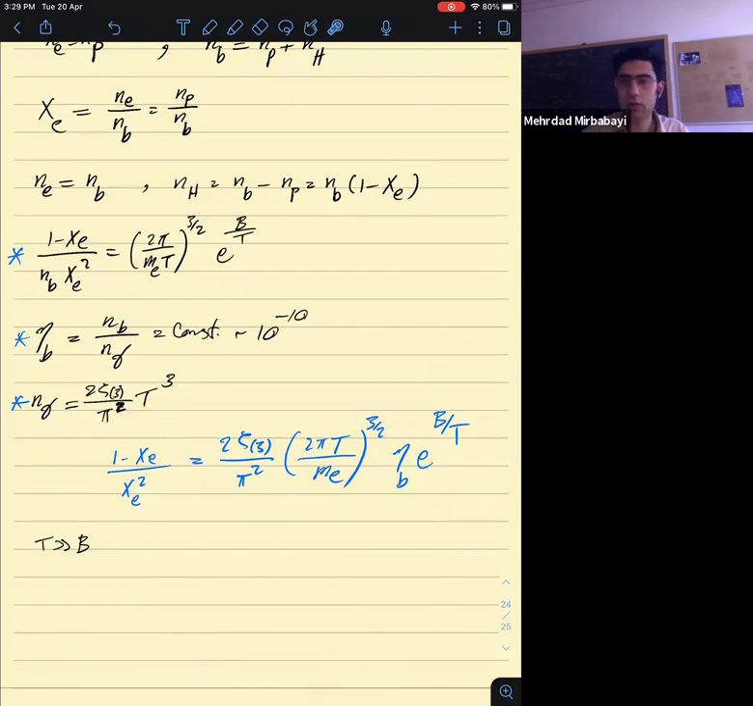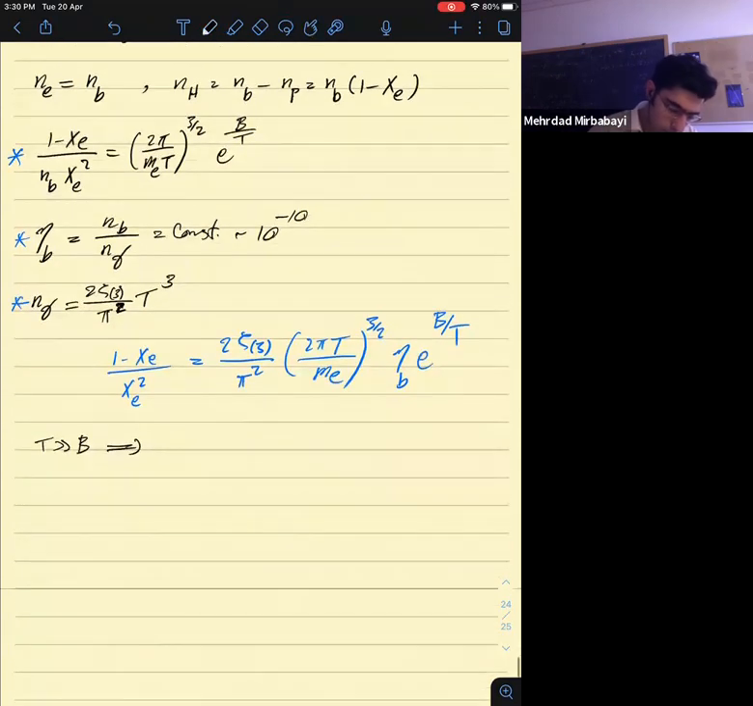Remember that the numerator in this ratio was coming from the number of hydrogen atoms. So at high temperature, the number density of hydrogen atoms is close to 0, and therefore the fraction of free electrons is close to 1. So here, with T much larger than B, Xe is close to 1.